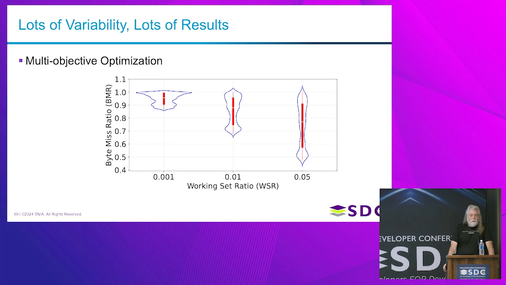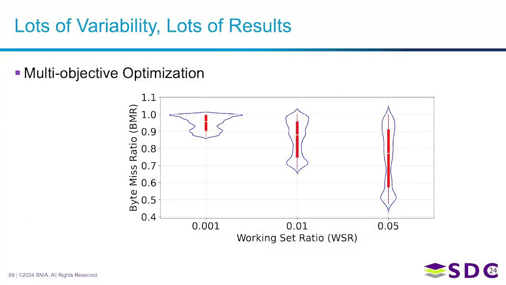Now, I mentioned up here that we're talking about multiple objective optimizations. So in this case, the objectives that we went for were both byte miss ratio, which is roughly a measure of performance, and cost. So those are two of the objectives that we optimized on to come up with the best results.